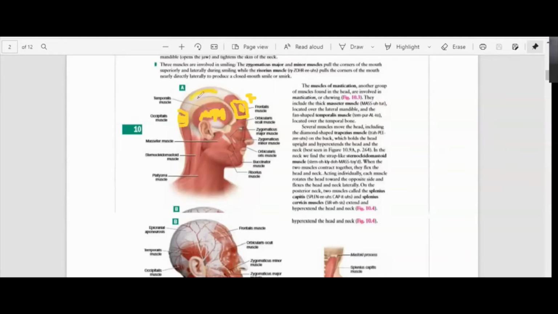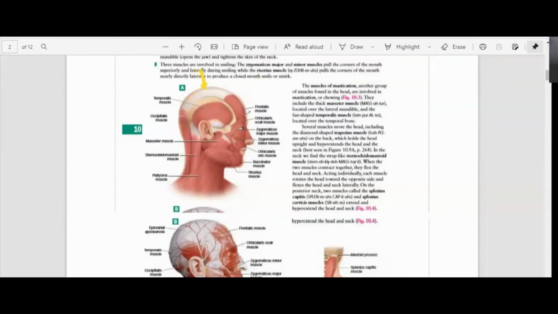Right here, we have the parietal bone, but we don't have a muscle in there. That's why you see this top part white, because there's no muscle in there, right? The muscles in here are represented with the red color. So right here at the top, we do not have a muscle. We have a membrane there called the galea aponeurotica.